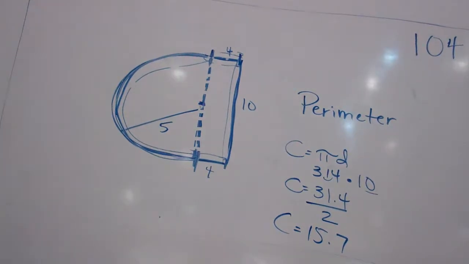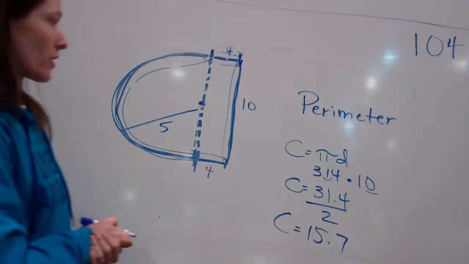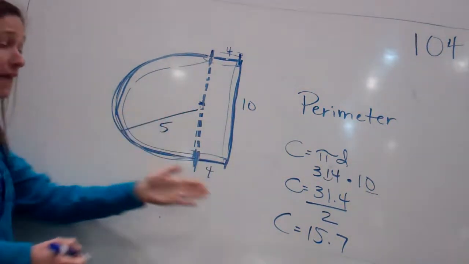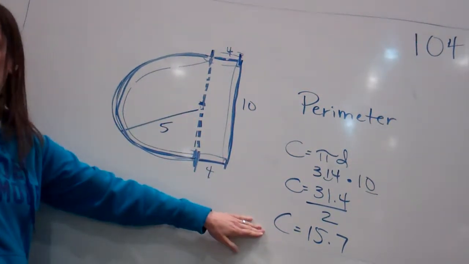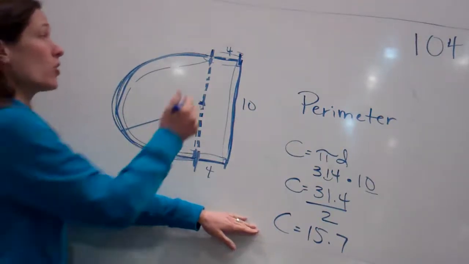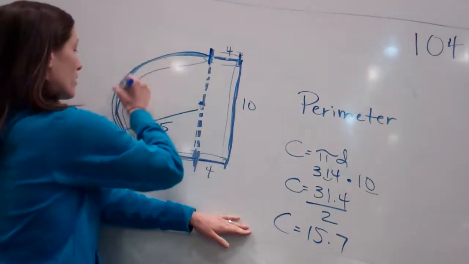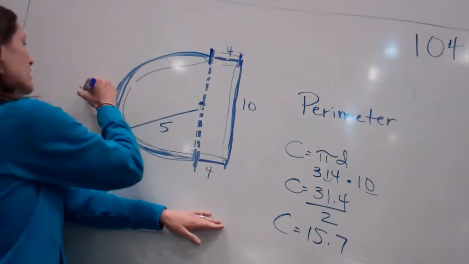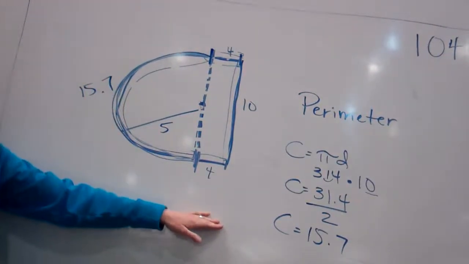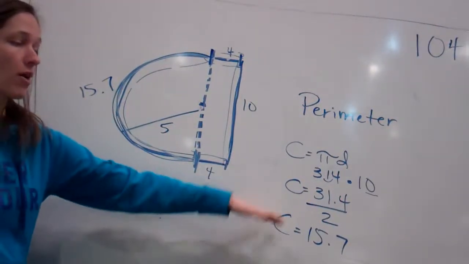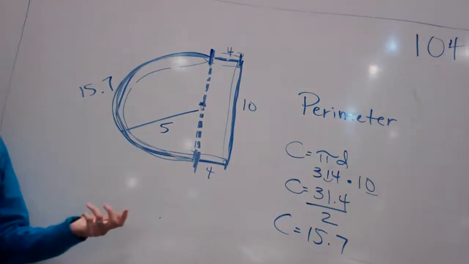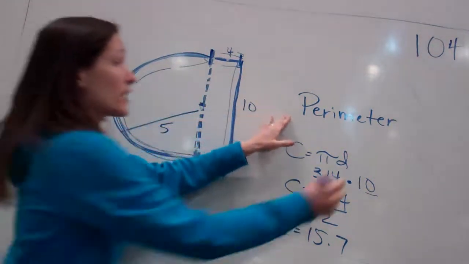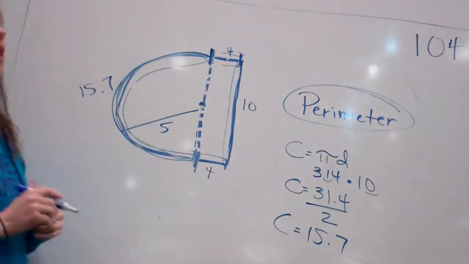After I divide. Okay? So, that's not the answer, and a lot of people will stop there. That's only the answer to here to here. So this is 15.7. Does everybody see what we've done? A lot of people are going to go, oh, found the answer, and be done and forget that they have to find the perimeter of all of it.